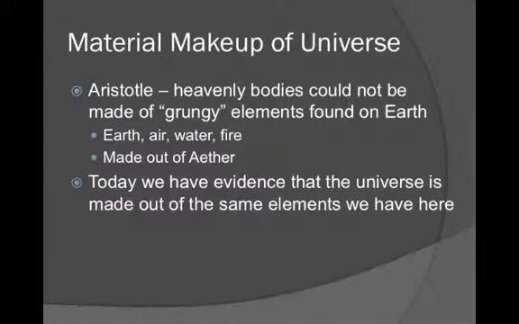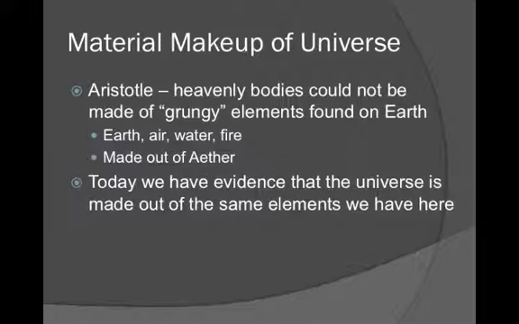Okay, so what is the universe made up of? Well, Aristotle thought that heavenly bodies could not be made out of the grungy elements that make up our Earth. They must be made up of something that is grander, and he called this ether. Today, we have evidence that the universe is made out of the same elements we have on Earth, and there are several different ways that we know this, and we're going to talk about each one.